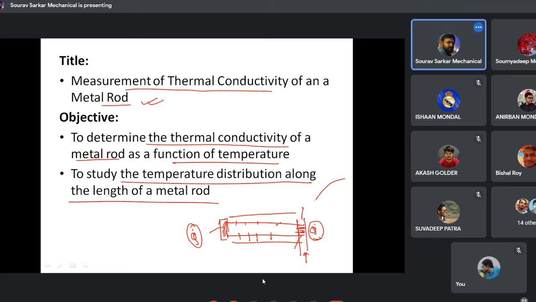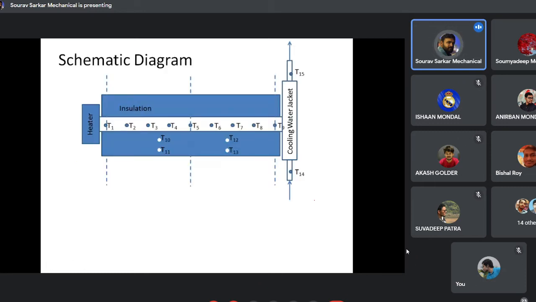Okay. Now, if I show you the experimental setup, what is there? There is a heater. And this heater is heating one metal rod. This is the metal rod. And there is an insulation. This is the insulation. And you have 9 thermocouples on the metal rod. End of the metal rod is basically exposed to a cooling water circuit. So every time some chilled water is coming, it is absorbing the heat from this exposed surface and leaving this jacket.